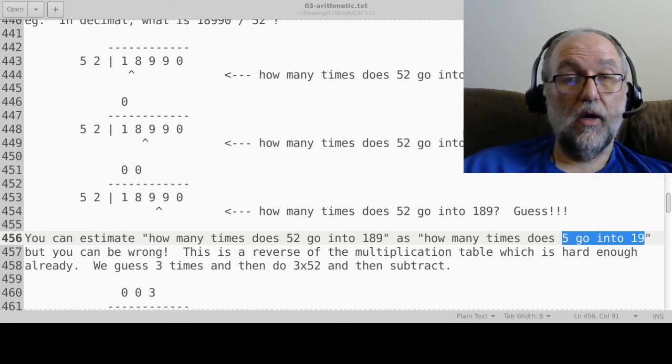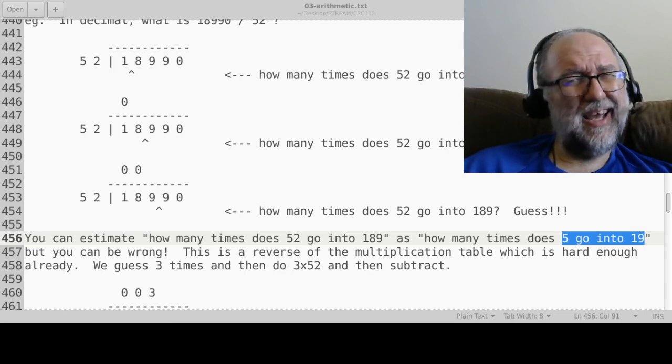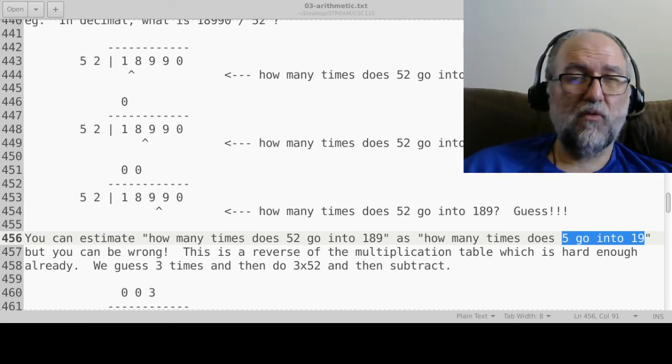That's bigger than 19. No good. Well, okay, 4 times 5. Well, 4 times 5 is 20, and that's still over 19, so it can't be 4. What about 3 times 5? 3 times 5 is 15. That's less than 19. There it is.